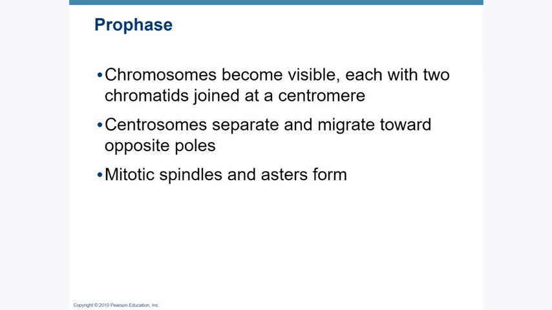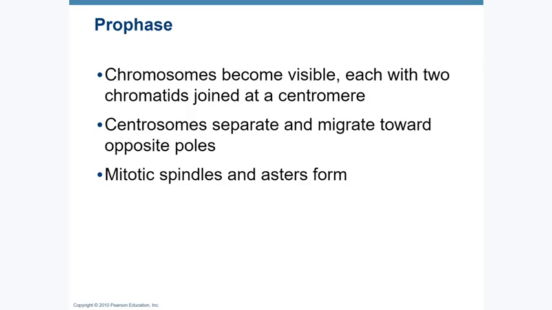So in the video, you saw prophase, metaphase, anaphase, telophase, and cytokinesis. First, we're going to talk about prophase, and this is where the chromosomes become visible. They have replicated, and there are two chromatids joined together at the centromere.